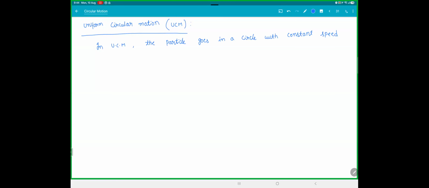That's it. If you see, the definition is pretty straightforward. In uniform circular motion, the particle goes in a circle with constant speed. That's the only definition we have. Now, from here, we can actually infer a lot of things.